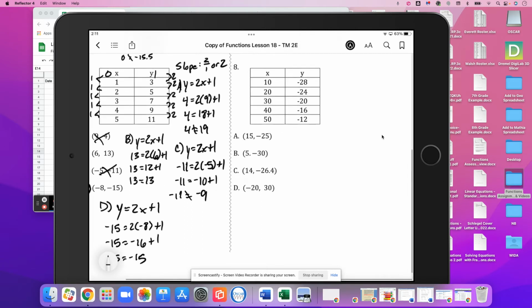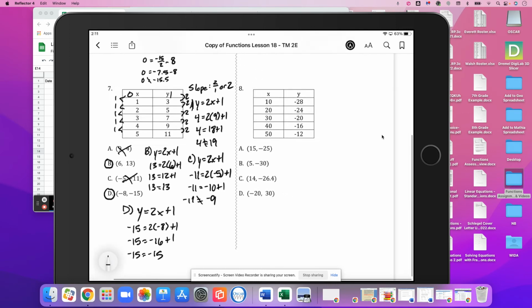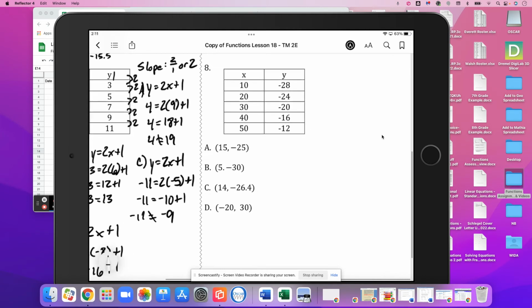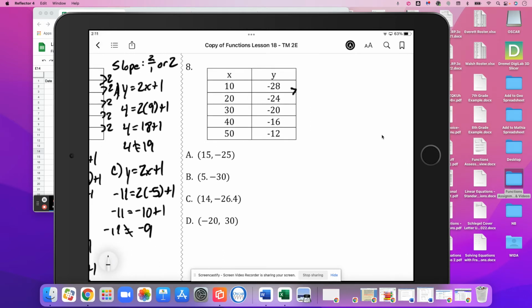And last one for this worksheet today, I'll pause here so you can take notes and things if you need to. And then number 8, we've got to see if there's anything in our table that is also in the points. I don't see anything, so we get to do this whole thing just like we did the last one. So positive 4, positive 4, positive 4, positive 4. And 10, 10, 10, 10.